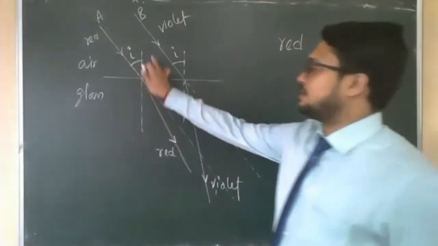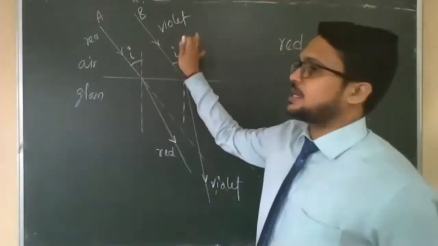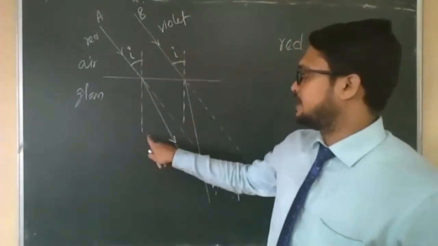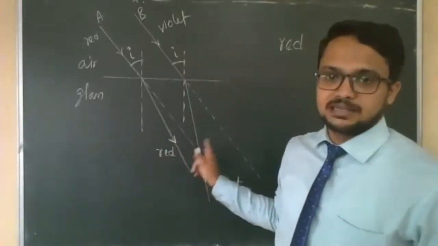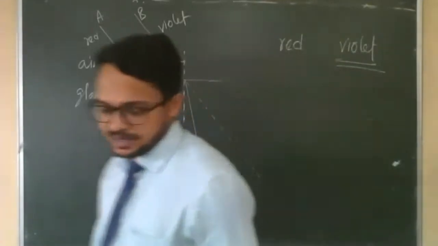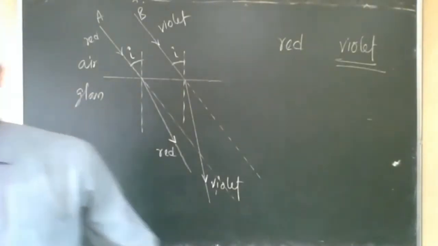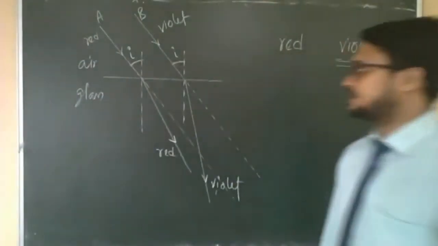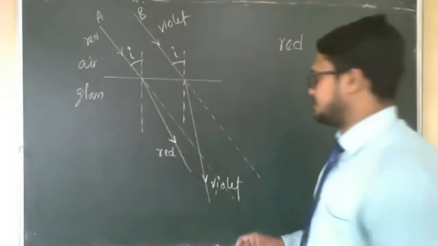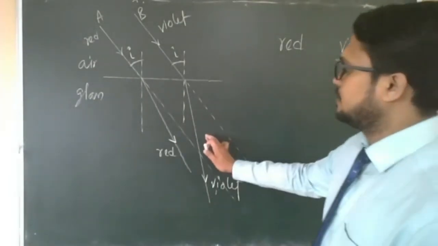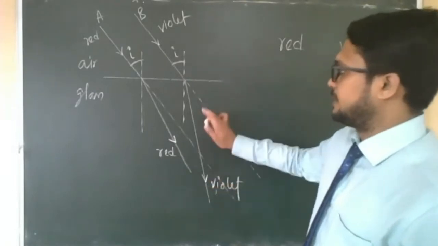In the air medium, they were parallel, but in the glass medium, they are not parallel. Easily you can see they are not parallel, right? Question number 1. How do the speeds of the rays differ in glass? For which color will the speed of light be more in glass?